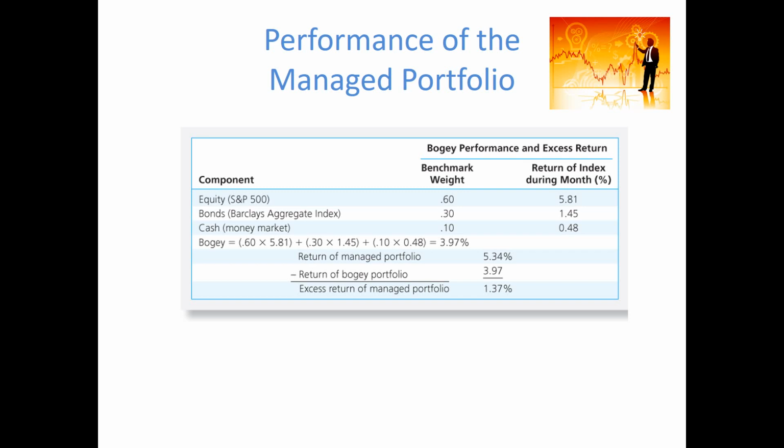Now, if we use our normal return calculation, the weight times the return of each asset class, we see that the bogey or benchmark portfolio generated a return of 3.97%, whereas our managed portfolio has generated a return of 5.34%. So what we find is we actually outperformed the bogey portfolio, and the degree of outperformance is 1.37%. Now we will see how this 1.37% is attributed to the asset allocation and security selection decisions.